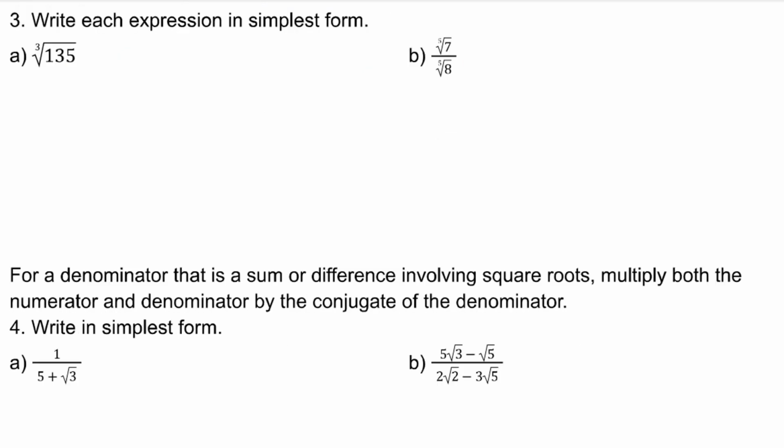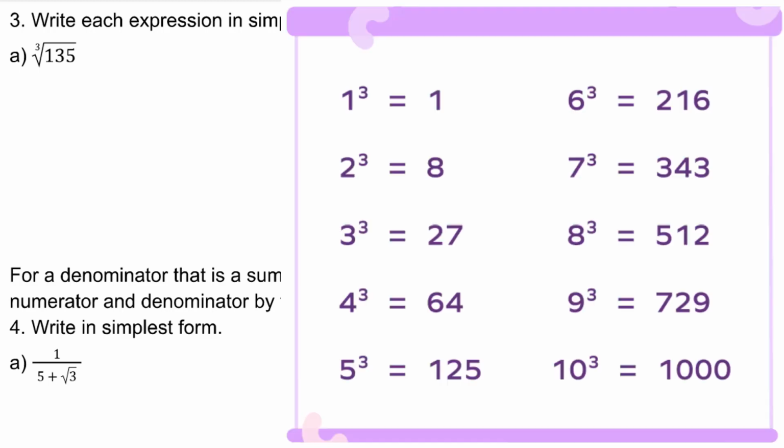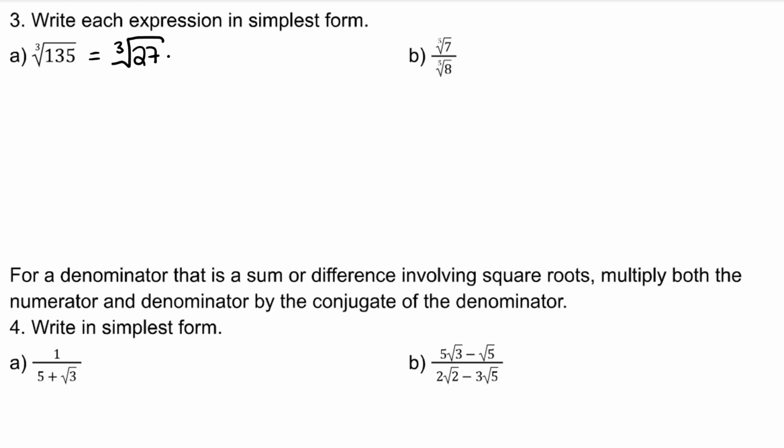Let's simplify the cube root of 135. Because 135 is not a perfect cube, I'm looking for a perfect cube factor. There's not as many to choose from because there are less perfect cubes that are less than 135 than perfect squares. But 27 goes into 135 5 times. Rewrite cube root 135 as a product. We cannot simplify the cube root of 5 any further, and so we're left with this product.